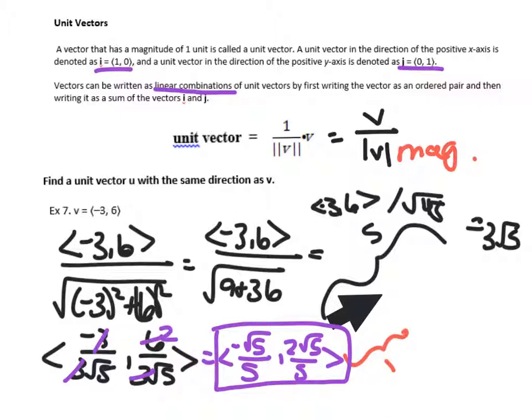So if I were to do Pythagorean theorem on that, I would get a length of 1. You're taking it from something that has a length of 3 root 3, and you're taking it down to a length of 1.